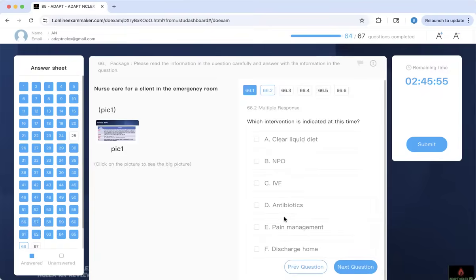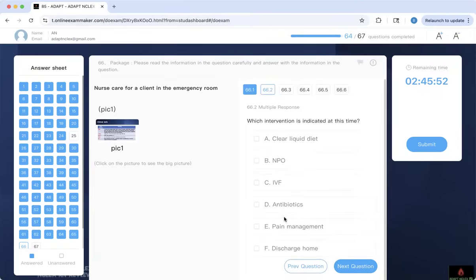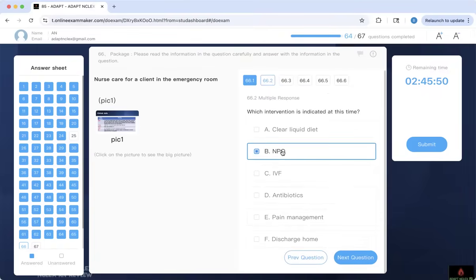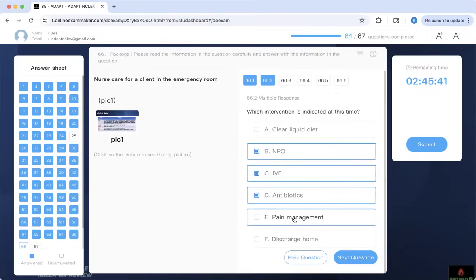If this is appendicitis, it's a GI problem. Every GI problem, you're going to be NPO. When you're NPO, you get an IV fluid. If it's an infection, you get antibiotics. If you have an infection, you're going to have pain management. We're not going to discharge you now.